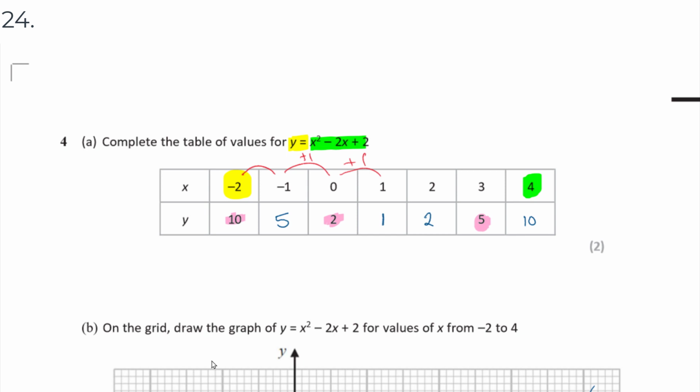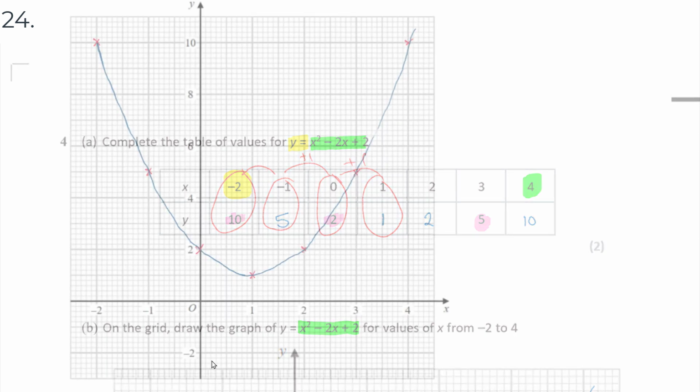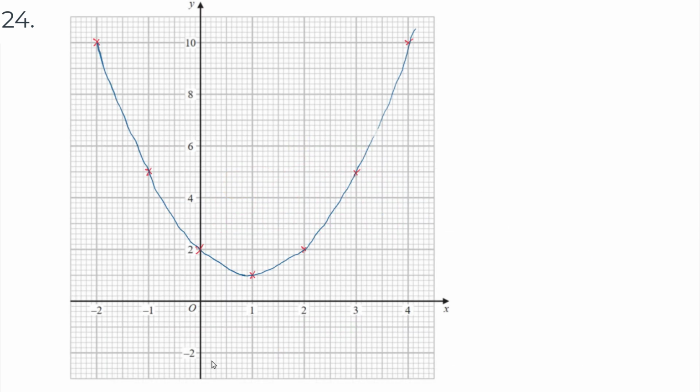On the grid, draw the graph of y equals x squared minus 2x plus 2 for values of x between minus 2 and 4. Now notice this is the same function as we had in part A. So basically we're just plotting the same points. Now each pair of values that we've got here in the table is going to be a coordinate that we need to draw on our graph. Now I've gone ahead and plotted the points and joined them up with a nice smooth line.